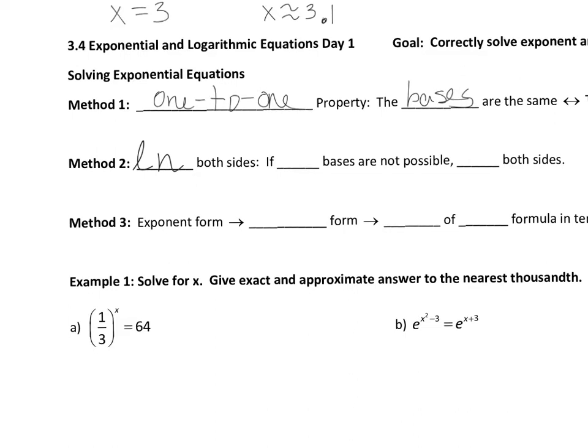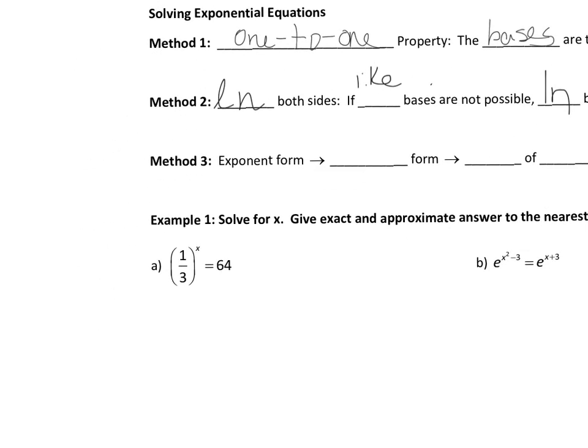So when are we going to use this? And we'll see if one-to-one, I'm just going to put OTO for one-to-one, or like bases, which is essentially saying the same thing, is not possible. If like bases are not possible, then we are going to natural log both sides. Remember, we don't say ln both sides, we say natural log.